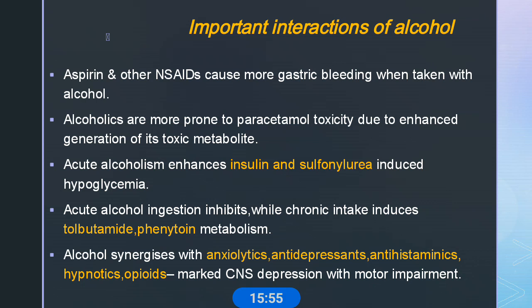Alcohol also shows drug interactions with tolbutamide and phenytoin, inducing the metabolism of these drugs. Alcohol usually has synergistic actions with anxiolytics, antidepressants, antihistamines, hypnotics, and opioids.